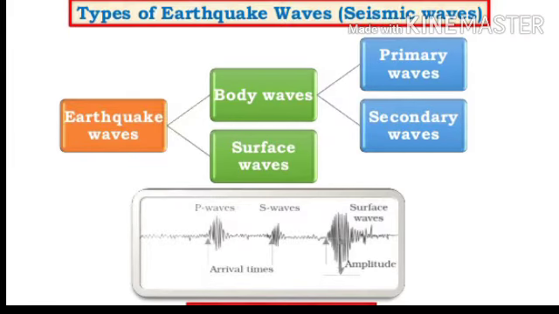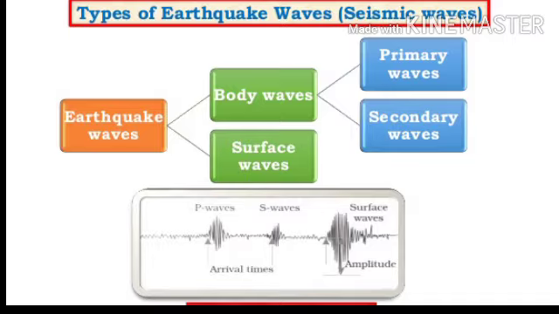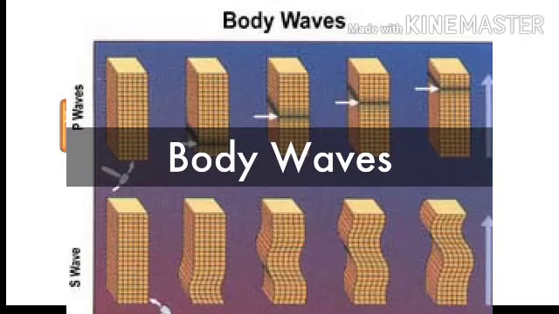Earthquakes take place in the lithosphere. Lithosphere refers to the portion up to 200 km deep from the surface of the earth. There are two types of earthquake waves: body waves and surface waves. Body waves are generated due to the release of energy at the focus.